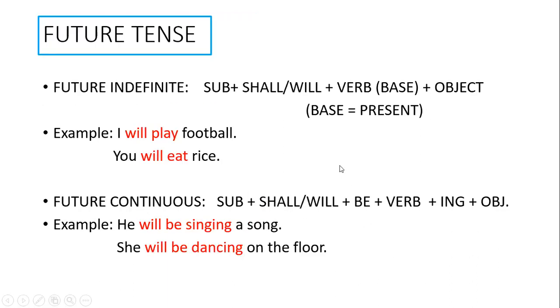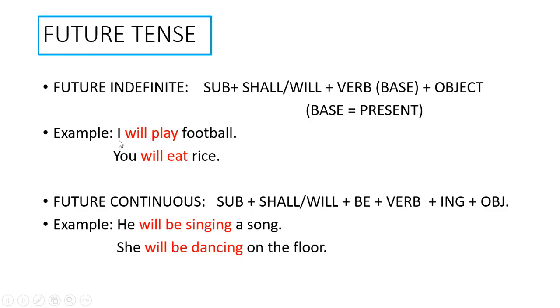Now come to the future tense. In future tense, we have a little bit of modification, unlike past tense and present tense. In future indefinite tense, we have subject plus shall or will plus verb in the base form, and you have seen here I have written base equal to present form. So base form and present form are quite similar. In case of 98% of verbs, the base form and the present form are quite similar, so we can use the verb in a base form or in a present form, and then we have to add an object.